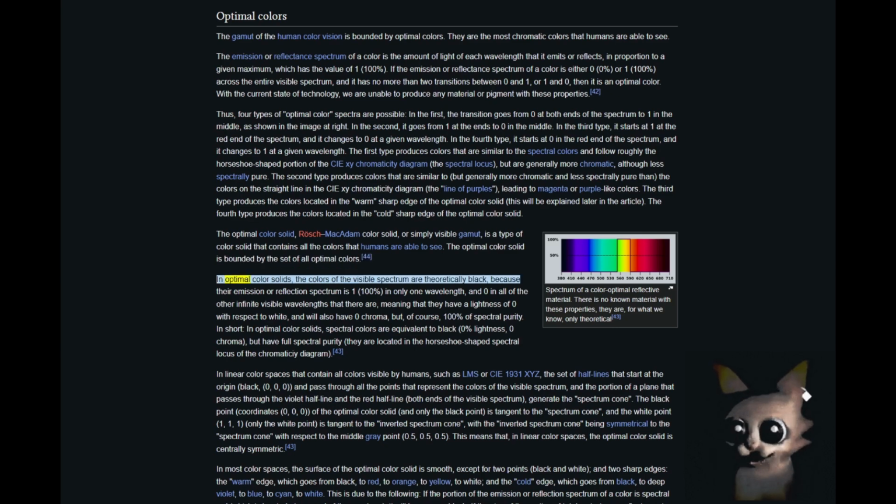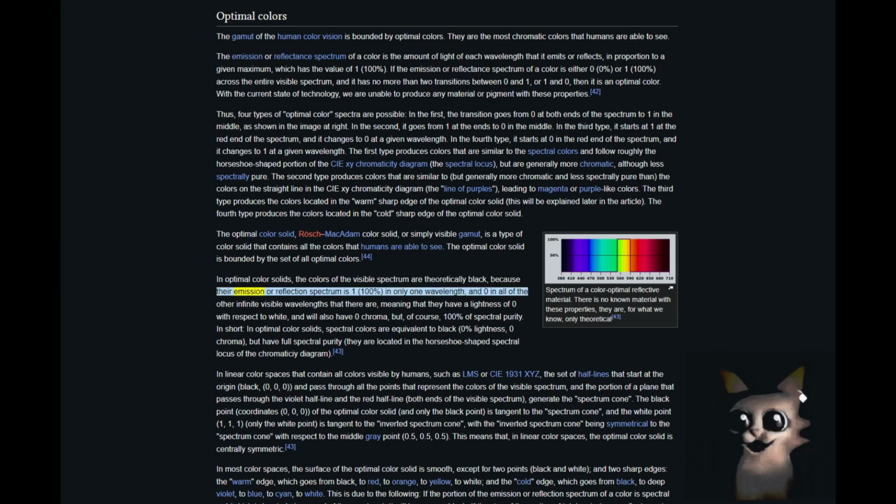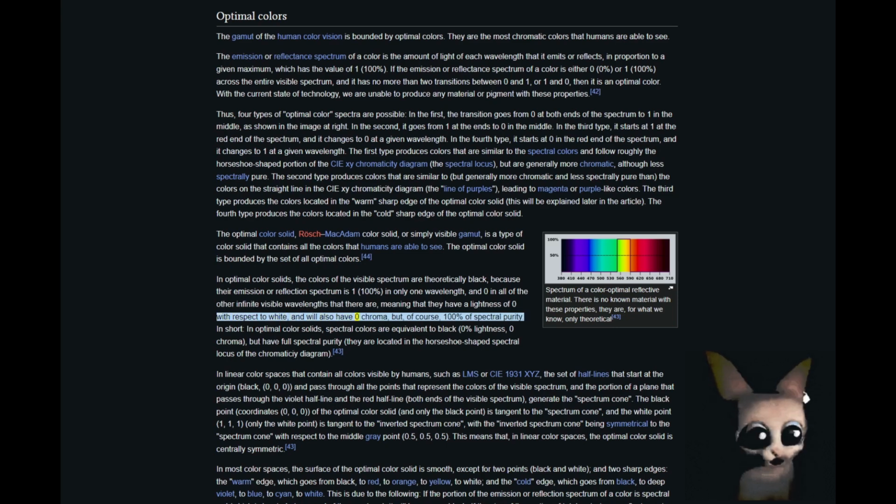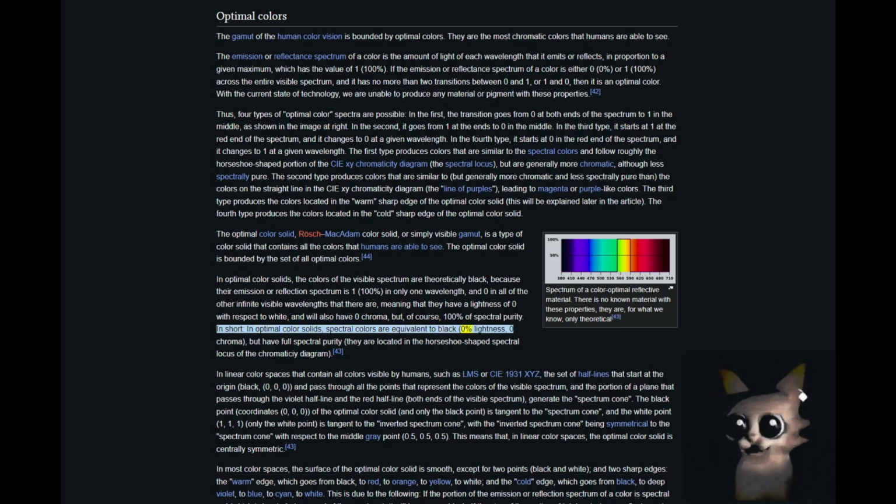44. In optimal color solids, the colors of the visible spectrum are theoretically black, because their emission or reflection spectrum is 100% in only one wavelength, and 0 in all of the other infinite visible wavelengths that there are, meaning that they have a lightness of 0 with respect to white, and will also have 0 chroma, but, of course, 100% of spectral purity. In short, in optimal color solids, spectral colors are equivalent to black, 0% lightness, 0 chroma, but have full spectral purity. They are located in the horseshoe-shaped spectral locus of the chromaticity diagram.